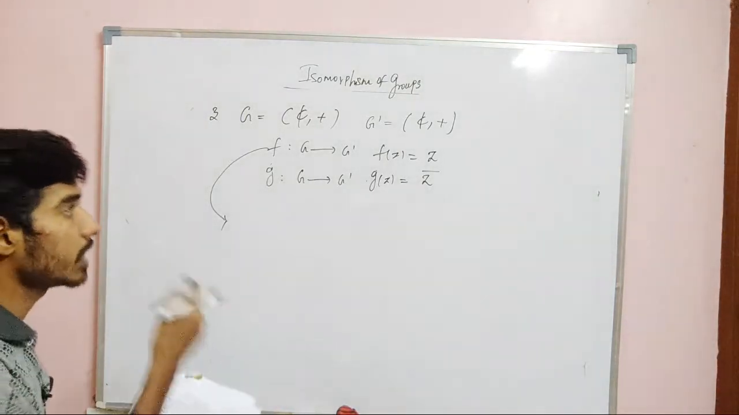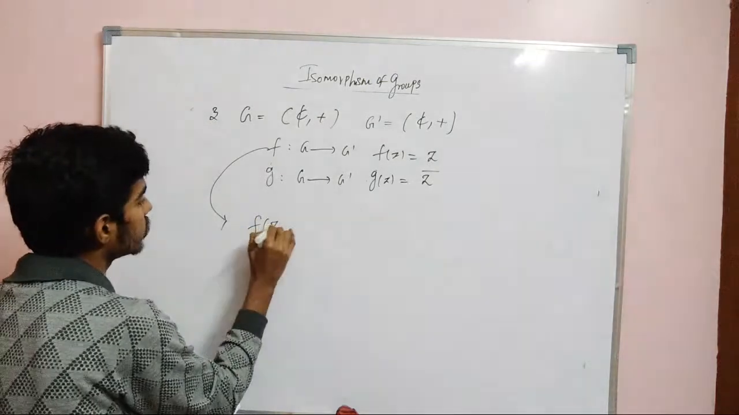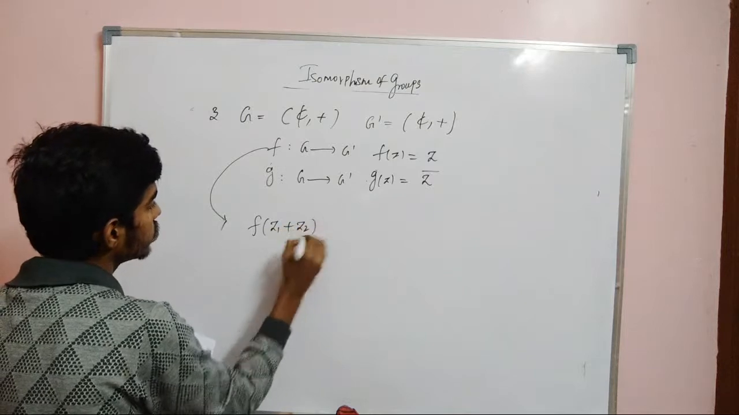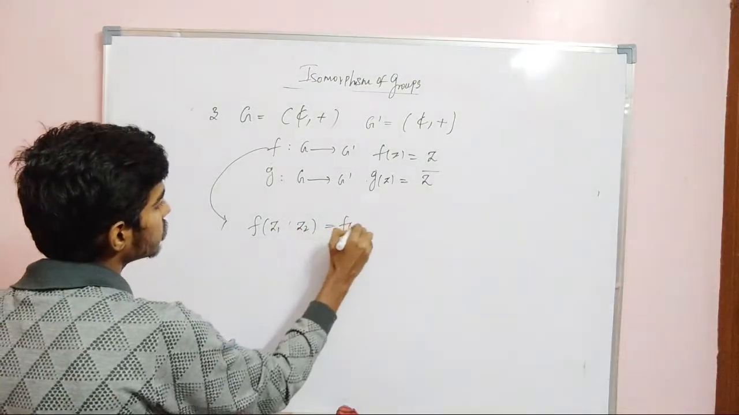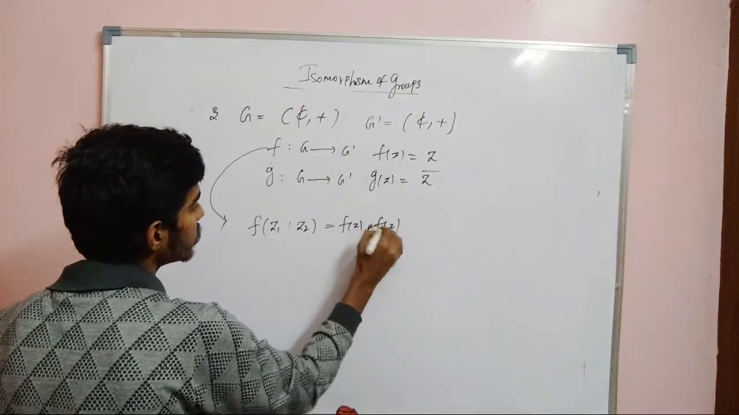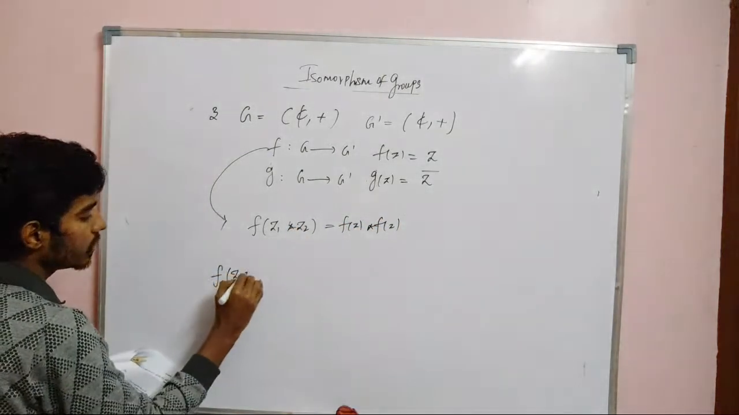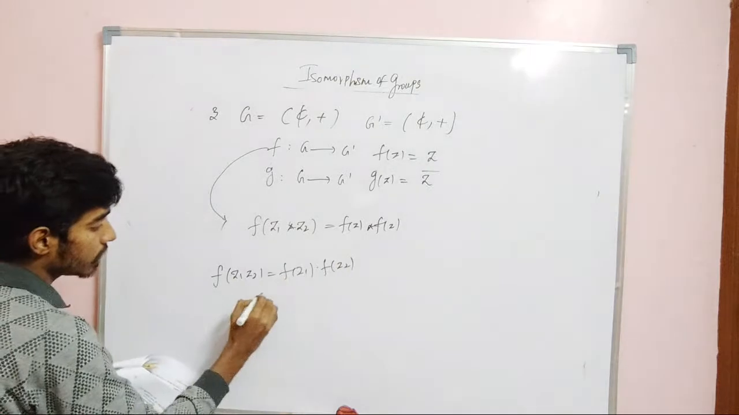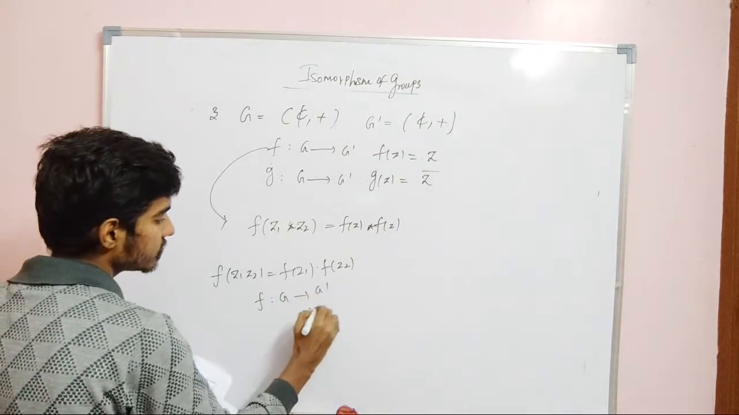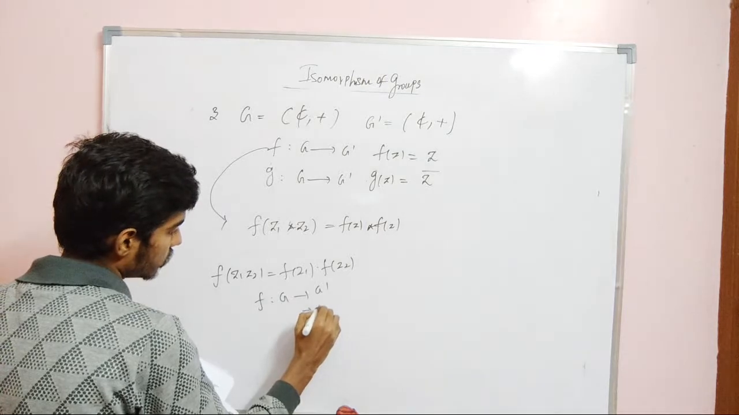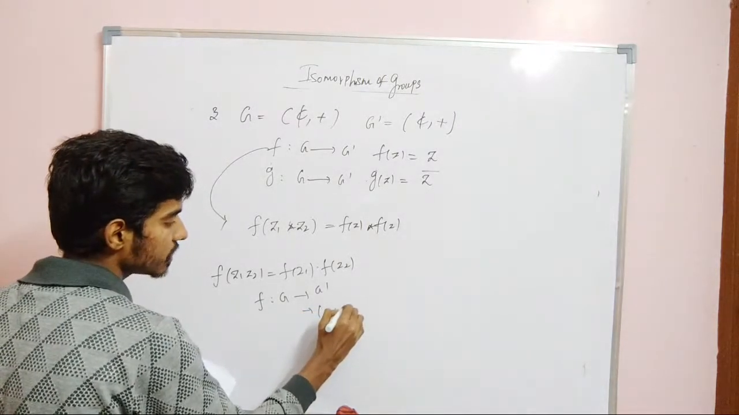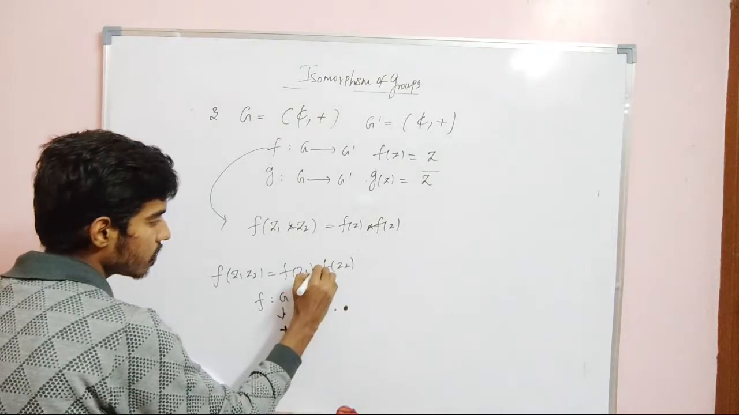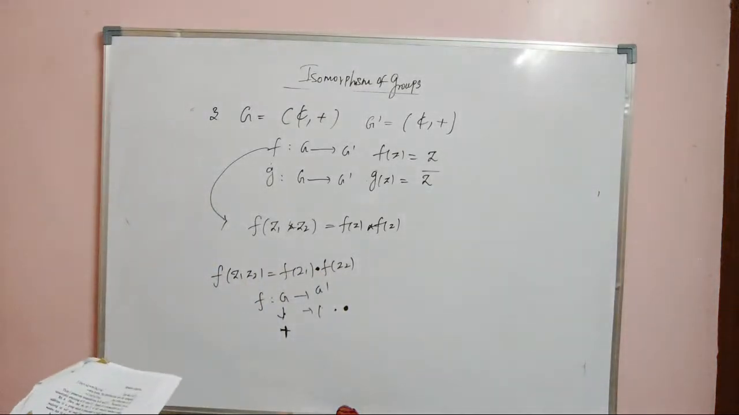That is f of z1 plus z2. Here you have to prove f of z1 plus z2. In the previous problem we proved f of z1 z2 is equal to f of z1 into f of z2. Why? Because the mapping f is from G to G dash, and this group is under multiplication, and this group is under addition. That's why we have multiplication here.